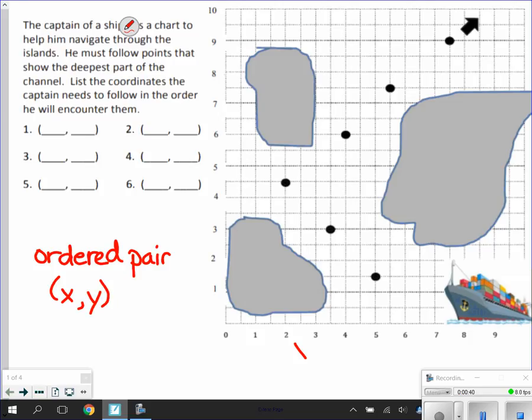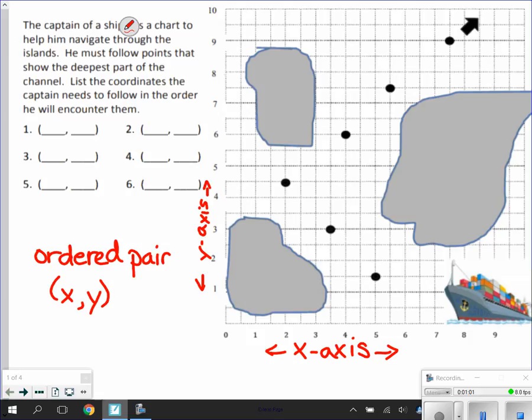So anytime you see something, this would be the x-axis, which runs this way, and the y-axis, which runs that way. Okay.